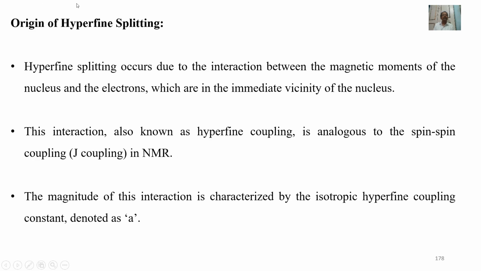Origin of hyperfine splitting. Hyperfine splitting occurs due to the interaction between the magnetic moments of the nucleus and the electrons, which are in the immediate vicinity of the nucleus. This interaction, also known as hyperfine coupling, is analogous to the spin-spin coupling, J coupling, in NMR. The magnitude of this interaction is characterized by the isotropic hyperfine coupling constant, denoted as small a.